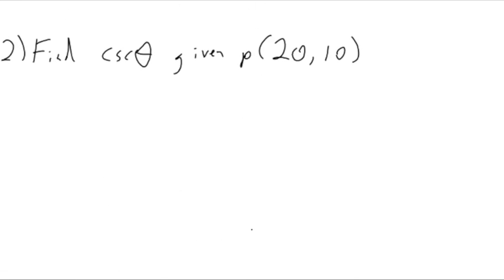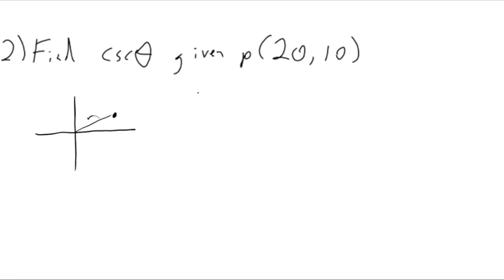Let's find the cosecant of theta given the point (20, 10). So again, I'm going to come over here and do a quick sketch of where (20, 10) is. So I'm going to say it's about here. So I need to find this radius to be able to set up any trig ratio. So we can do that.